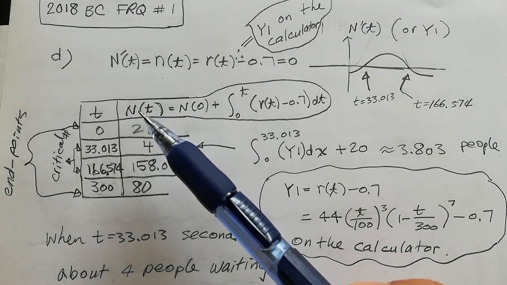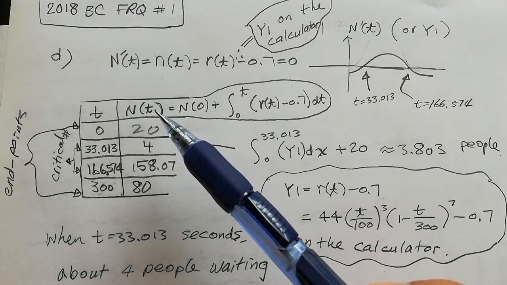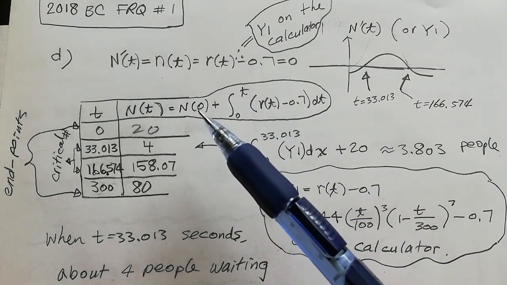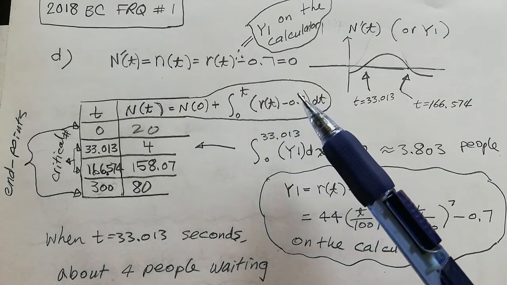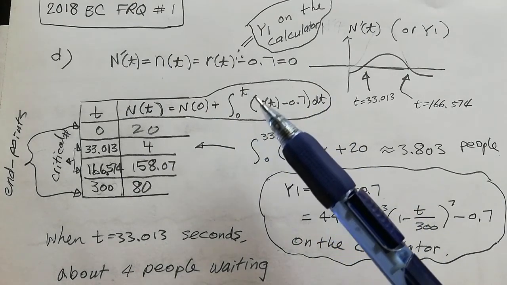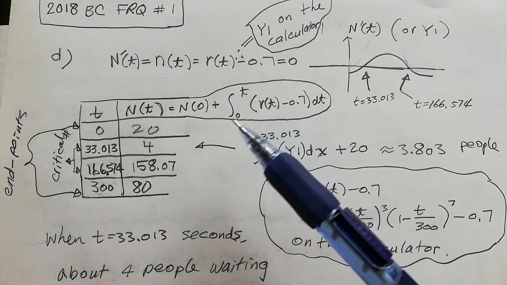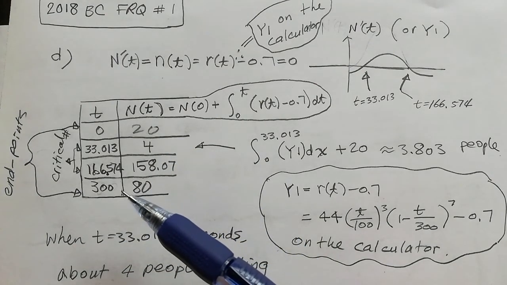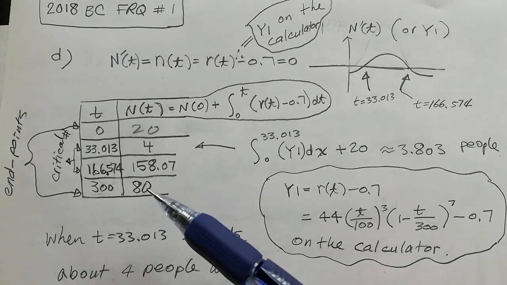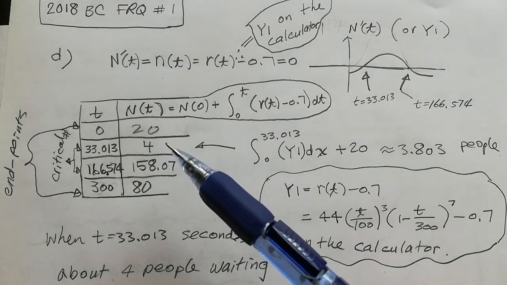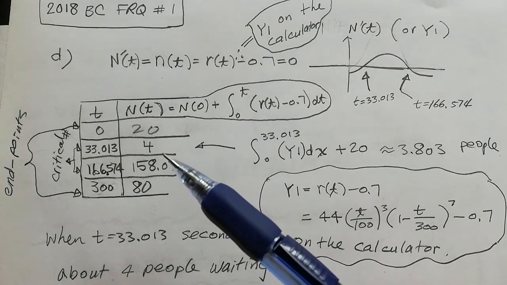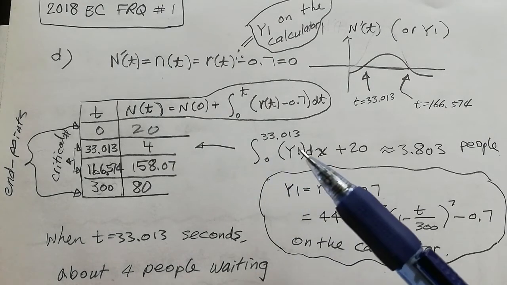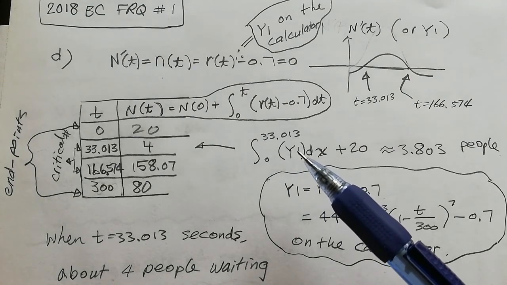And then I try to find what is N of t, which is given by this expression. So the initial condition plus the net rate going from 0 to t. You integrate this whole thing. The initial condition we have is 20. And at 300 we got from previous questions 80. Now for the other two, those two are the critical numbers. And the easier way to solve the problem is just plug into the calculator.